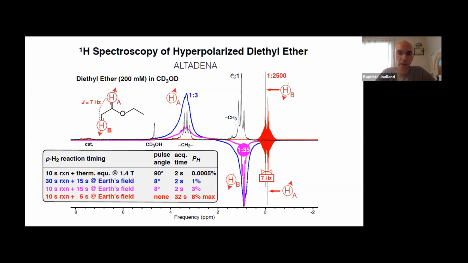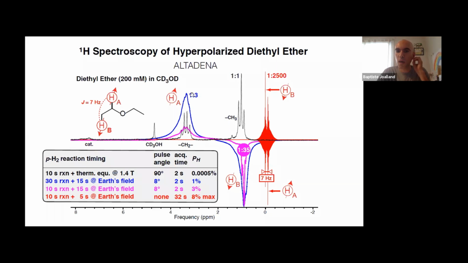It's a spectrum recorded without any excitation pulse, by leaving the receiver open for 30 seconds, and we see these two very narrow features which fall down to around 0 ppm.